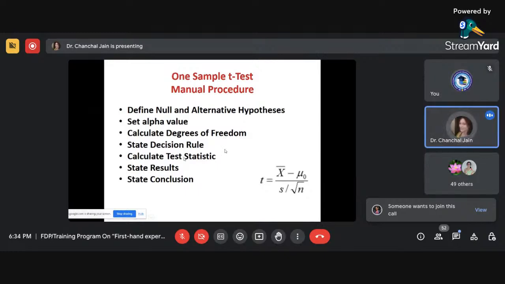Then we calculate t, which would be done using this formula. As I said, mu is used here. Mu is known as the population parameter. Once we are using the parameters of the population, that type of test is known as a parametric test, right? Further, after calculating that, you state your results on the basis of the decision rule you have set, and you conclude your results also.